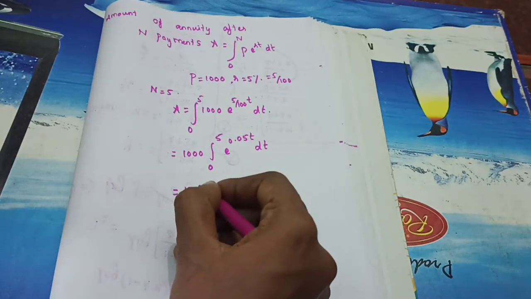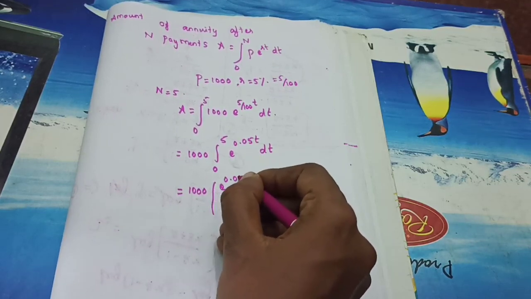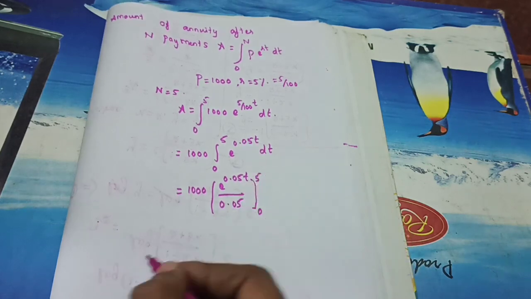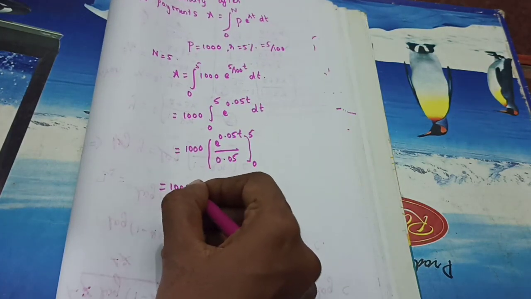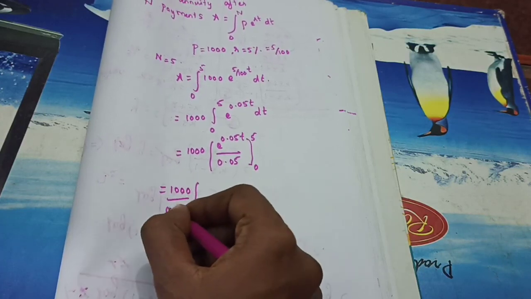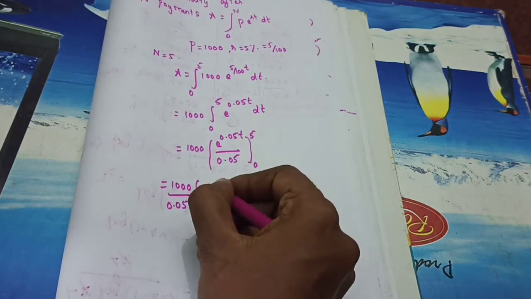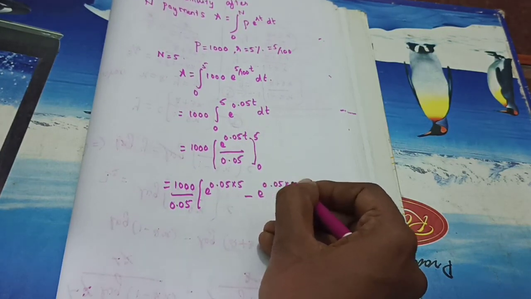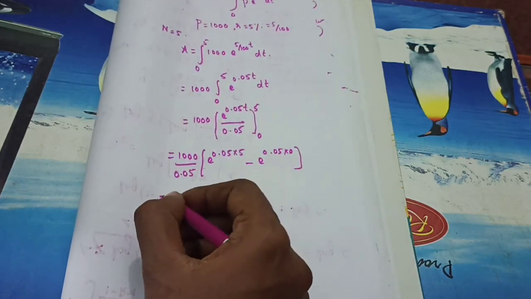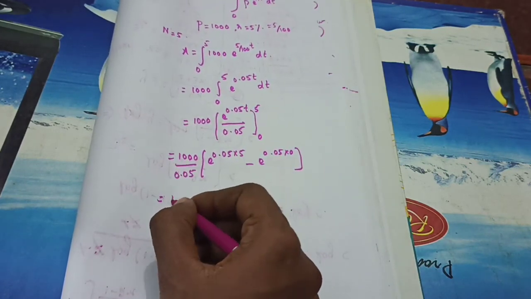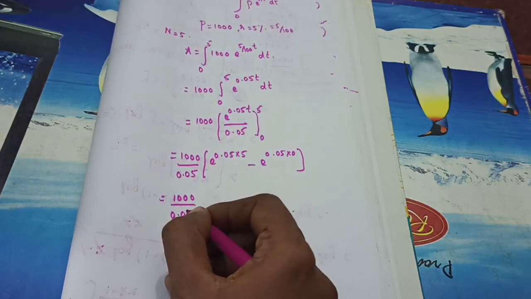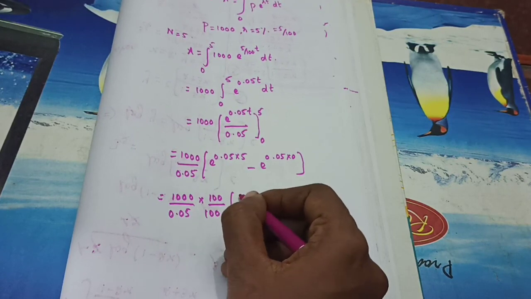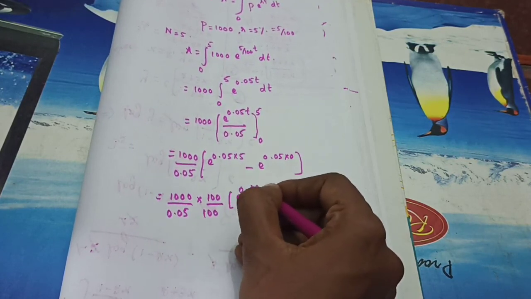That's equal to 1000 into e power 0.05t divided by 0.05. The limit is from 0 to 5. Apply the value. 1000 into, this is also a constant, you can bring it outside, e power 0.05 into 5 minus e power 0.05 into 0. That's equal to 1000 divided by 0.05. Numerator and denominator, you multiply with 100, that's equal to e power 0.25 minus 1.